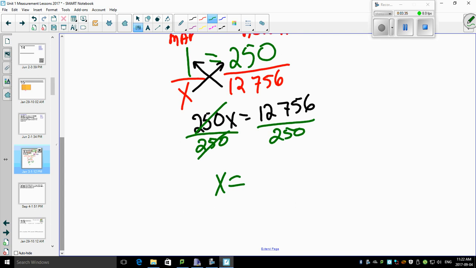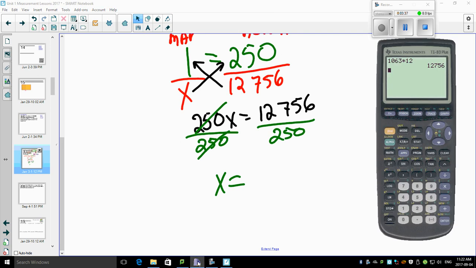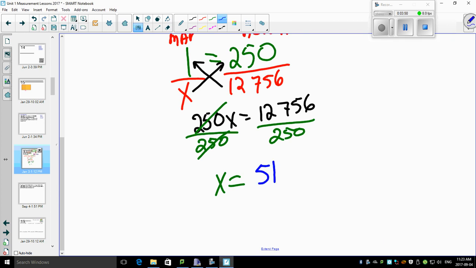All right, let's bring up our handy dandy calculator. 12,756 is still in there. Let's divide it by 250, and you're going to get, check this out, a toy model of 51 inches tall. There you go. If you want to convert that into feet, go right ahead and convert that into feet. That's totally up to you.